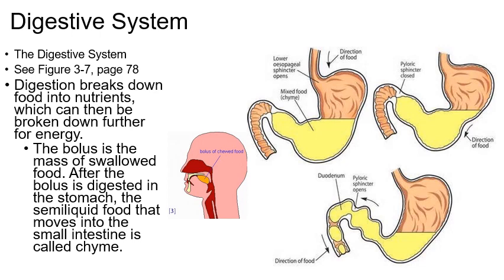The digestive system. See Figure 3-7, page 78 in your book to better understand it. So, digestion breaks down food into nutrients, which can then be broken down further for energy. So it creates energy. The bolus is the mass of swallowed food. To simplify that, it's like a small round mass of substance, something that you chewed, especially with saliva in it too. You see this picture, bolus of chewed food. When you chew food in your mouth, you have saliva. After the bolus is digested in the stomach, the semi-liquid food that moves into the small intestine is called chyme.